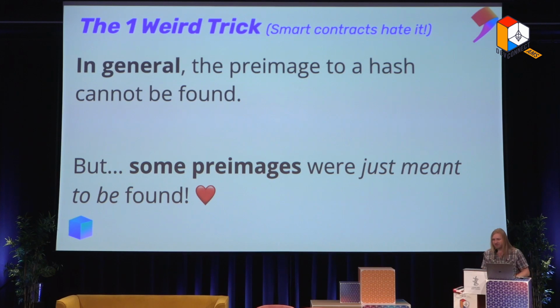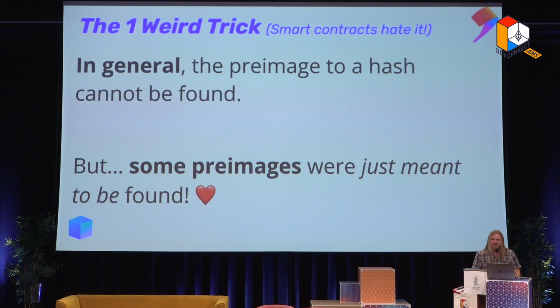Okay, so what's the real trick? What's the reason that we can get away with this? The reason is that in general, you can't find the preimage to a hash. But if you know the preimage to a hash, you best believe you can find it. You just store it. And indeed, it turns out that some preimages are just begging to have their preimage found.